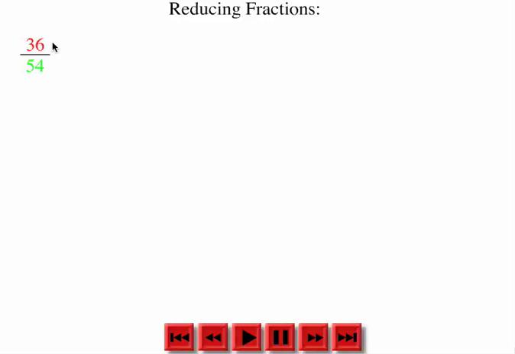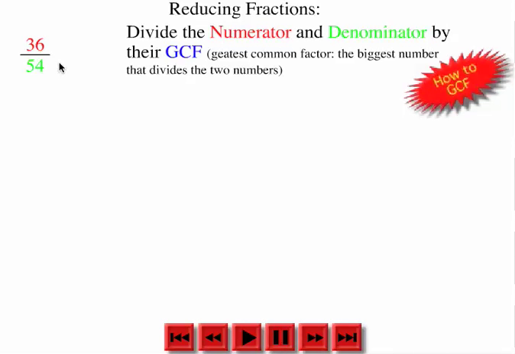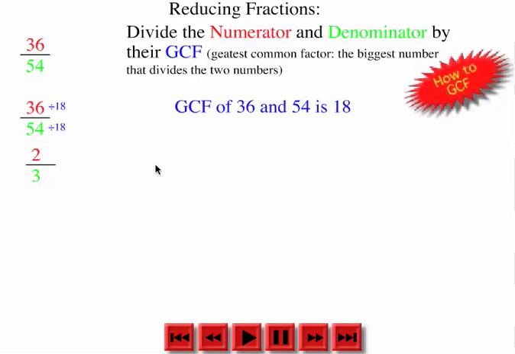What we're going to do is divide the top and bottom by the biggest number that we can find that goes into both of them. That's the greatest common factor, which is 18. So we divide the top and bottom by 18, and that gives us 2 over 3. And that's it. Or you can divide the top and bottom by any factor you can think of.